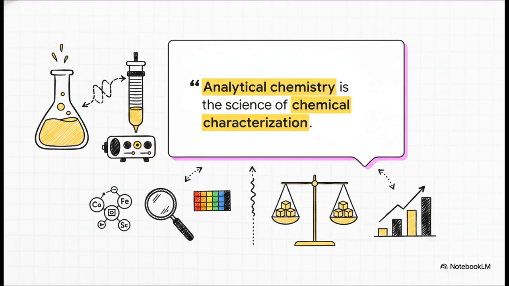Analytical chemistry is all about characterization, and it really relies on 2 main pillars. First, qualitative analysis. That simply answers the question, what exactly is in this substance? It's all about detecting the elements. The second is quantitative analysis, which answers exactly how much of it is there. It determines the relative amounts.